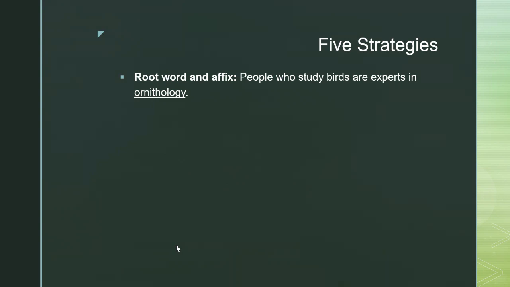I know ology has to do with the science of something: biology, psychology, sociology. So I can then deduce that ornithology is the science of studying birds. There aren't a whole lot of other words that start with the prefix or the root orni, but we know that that has to do with birds because we deduced that it is the study of birds.